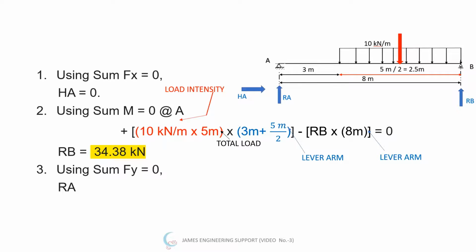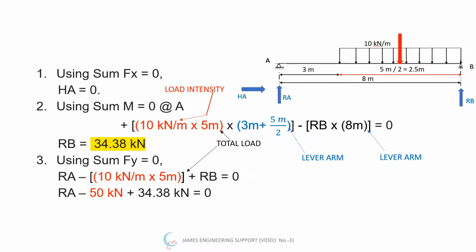Now we will consider the vertical forces, that is RA minus downward force 10 kilonewton multiplied by 5, then upward force RB. Then we will equate it to 0. And then we will get the answer after adding the value of RB to the equation. So RA will be equal to 15.62 kilonewton.